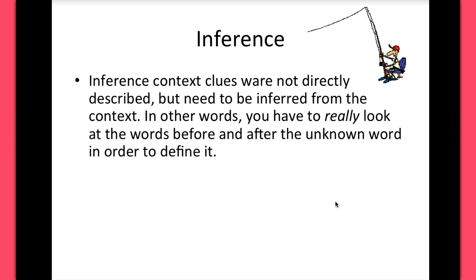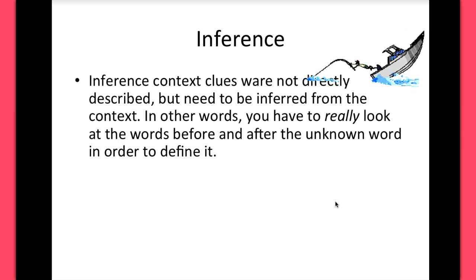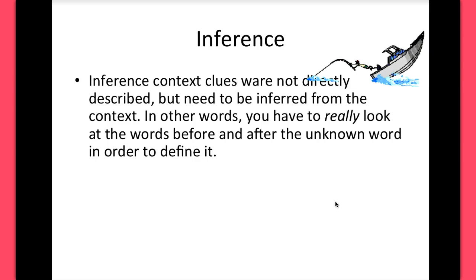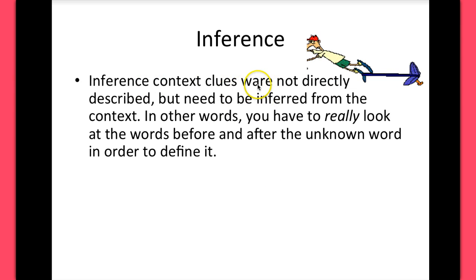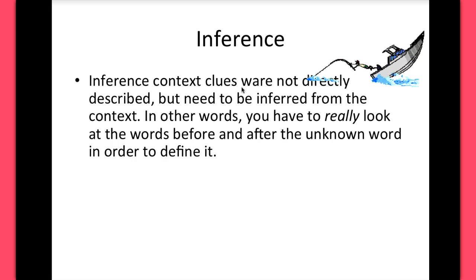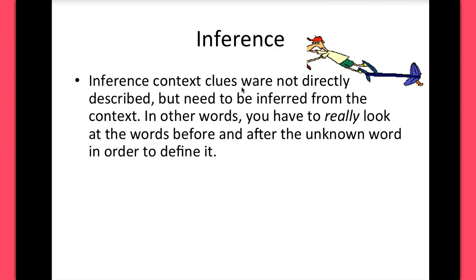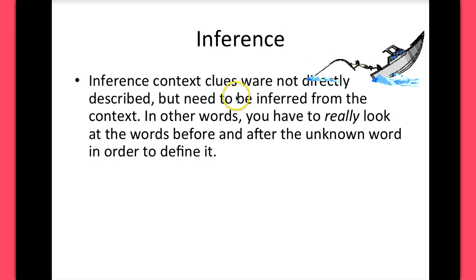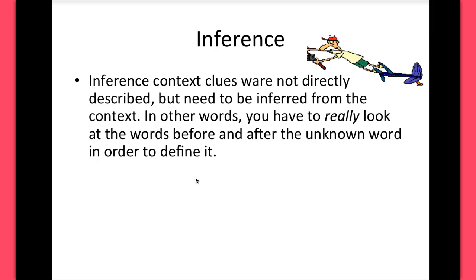So inference, this is something that we've been talking about a lot with the Great Fire and now reading The Lightning Thief. A person that is a good reader has to have inferential skills. You have to be able to take what the text says. Oh, do I have a spelling error here? Oops, this should not be here. But anyway, inferential skills are important because you take what the text says and you take your own knowledge and you put them together and then you can infer. You can make a good, logical, educated guess. So inference context clues are not directly described but need to be inferred from the context.